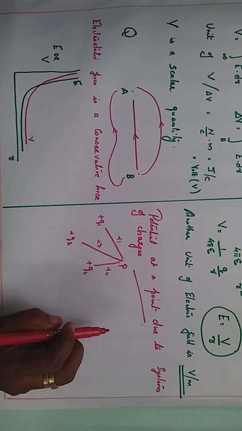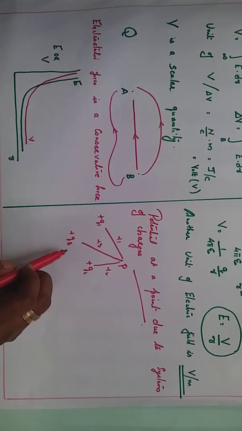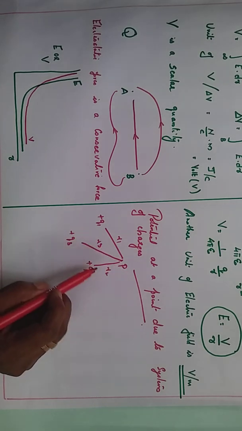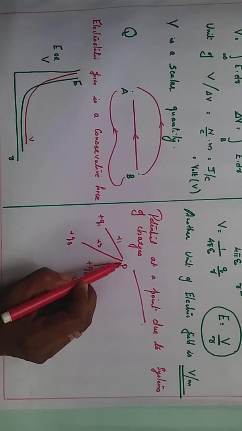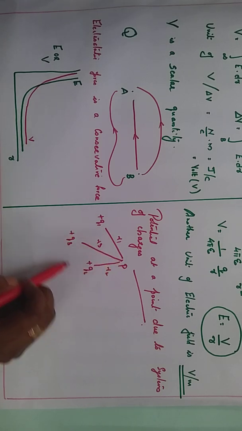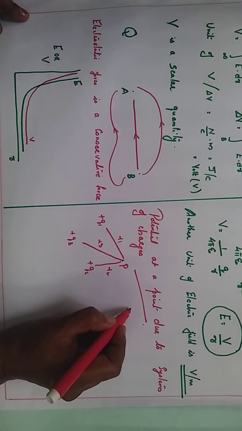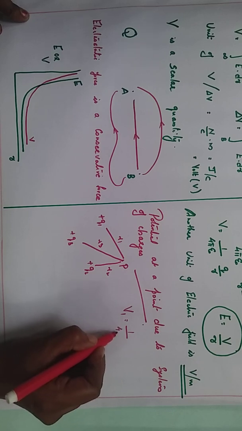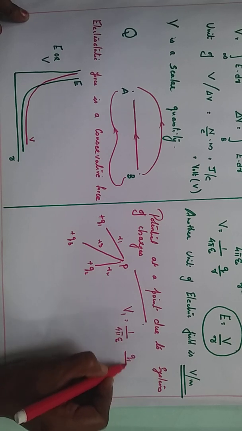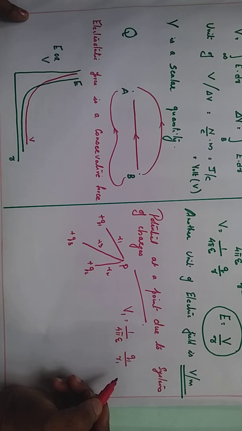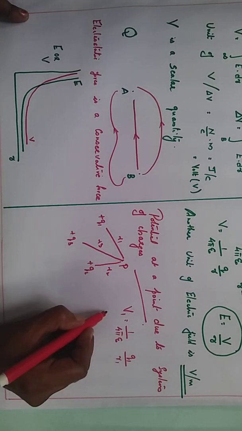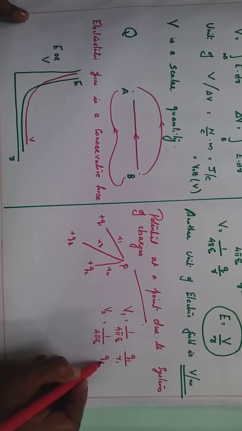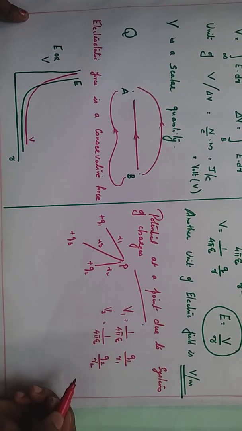So consider a system of 3 charges Q1, Q2 and Q3, and the distances between the charges and the point are R1, R2 and R3. We have to find the potential at the point P due to these 3 charges. First we write the potential at the point due to Q1, that is V1 equals 1 by 4 pi epsilon 0 Q1 divided by R1, from the formula. Potential at the same point due to the second charge Q2 is V2 equals 1 by 4 pi epsilon 0 Q2 divided by the distance R2.